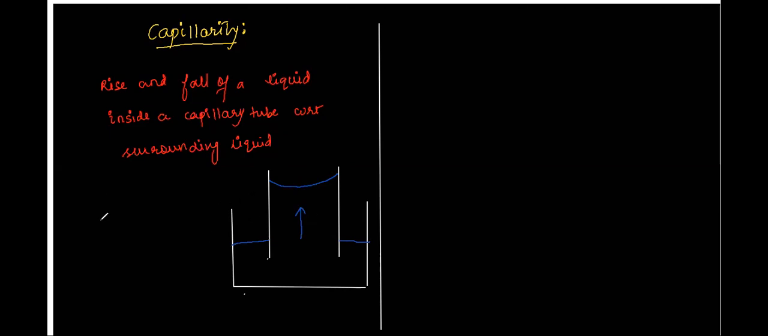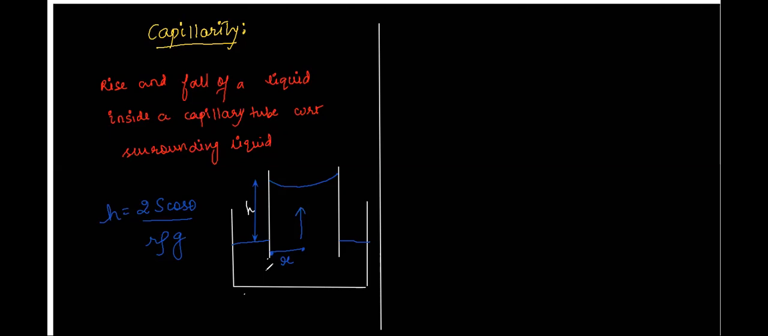So the height at which the water will halt is given by 2S cos theta by R rho g. What is R? What is rho? What is g? This small r is the radius of the capillary tube. This h is the height up to which the liquid has risen. Not only water, any liquid.